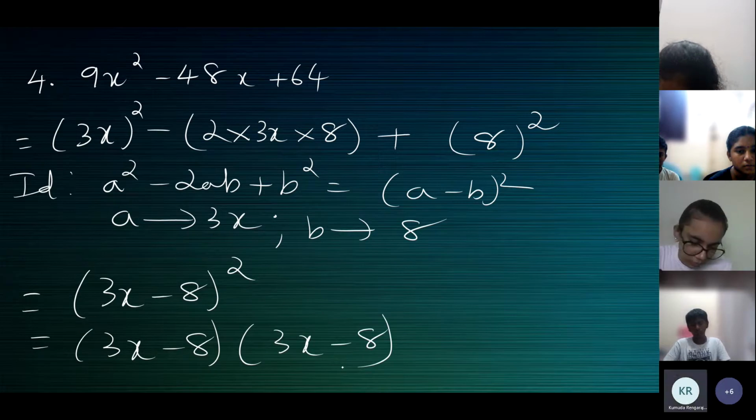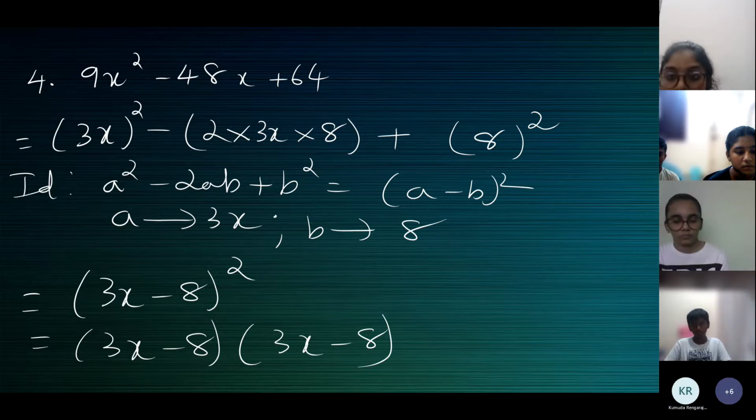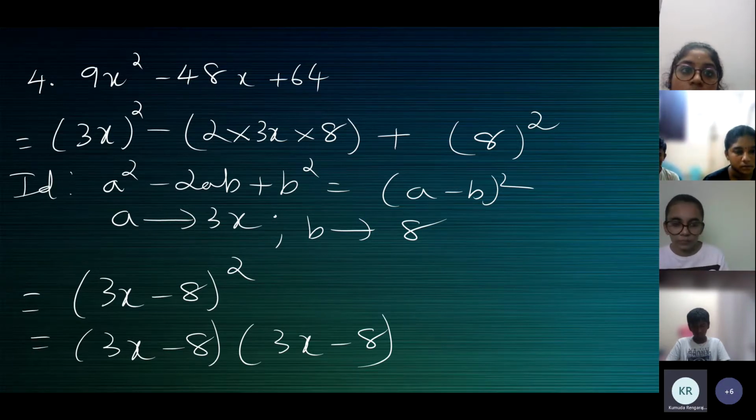You would have got the same answer even if you had split the middle term. So when you have 3 terms, check if it is like this: a square minus 2ab plus b square, or a square plus 2ab plus b square. If it's not, then split the middle term.